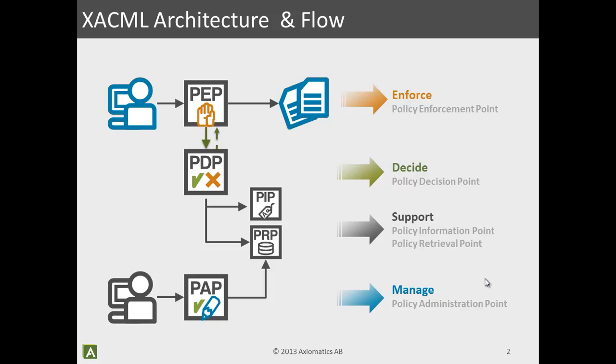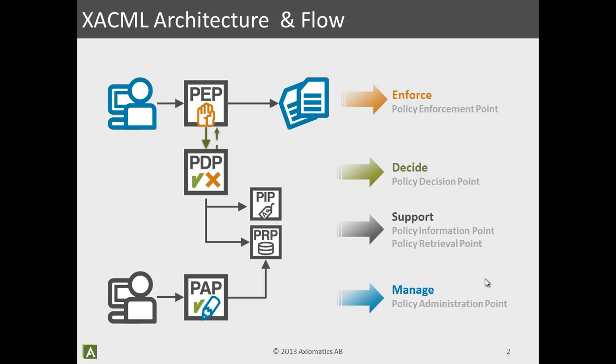on to the second component of the XACML architecture, the PDP, or Policy Decision Point. The Policy Decision Point is the part that evaluates authorization policies against incoming authorization requests from the PEP and reaches decisions which it returns to the enforcement point. In order to help the policy decision point reach decisions, there are two components in the XACML architecture that support the decision function. These are the policy information point, PIP, and the policy retrieval point, PRP.